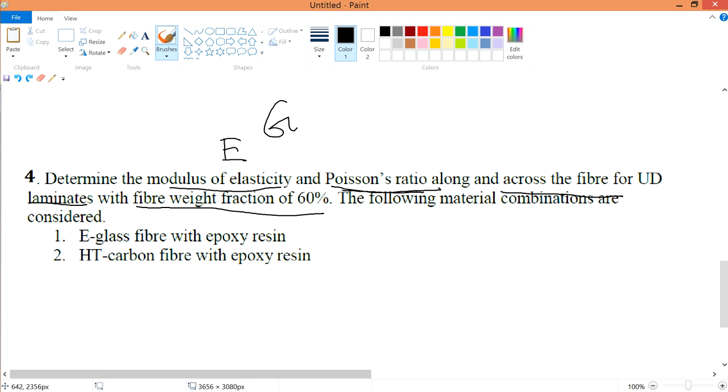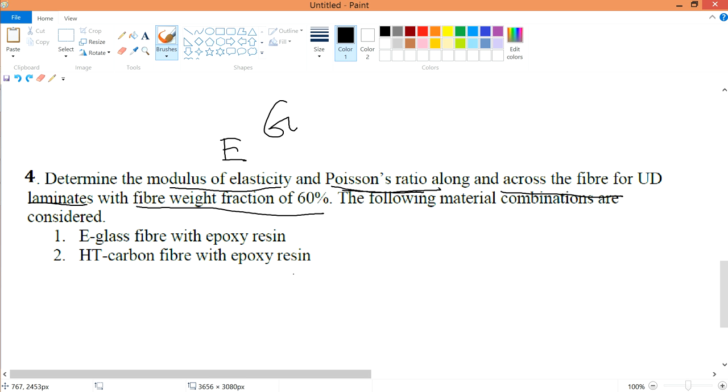Therefore, in this video we'll go through only this HT carbon, while the E-glass fiber I'll let you do near the exams. So this is an example, same steps, just different values. So how do you go about doing this?